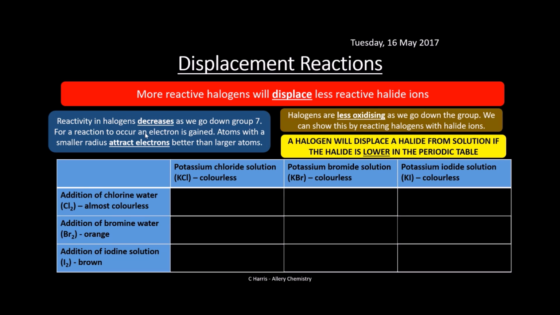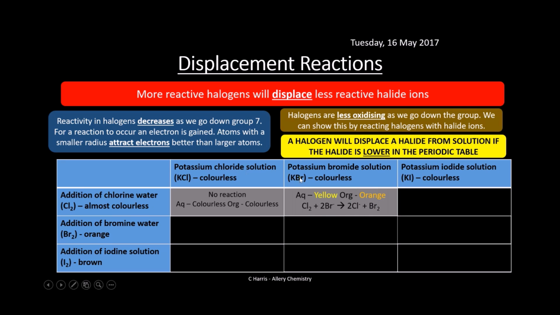But remember, a halogen will displace a halide from its solution if the halide is lower in the periodic table. So we're going to talk through some of these. Right, so let's have a look at the first one. Obviously, we've got no reaction here. We've got addition of chlorine water. Chlorine atom and chloride ion are both just as reactive, so we get no reaction.